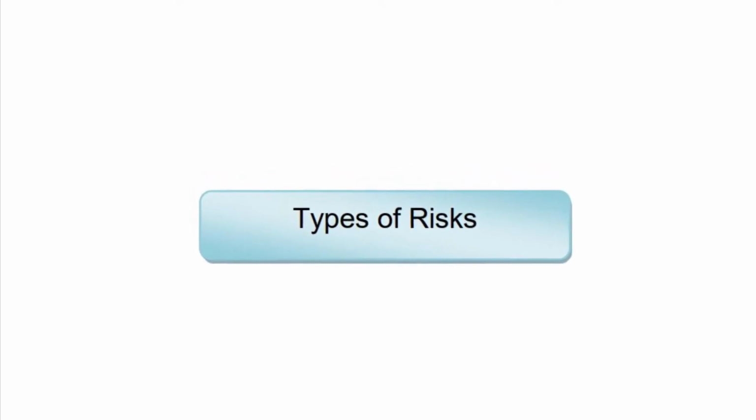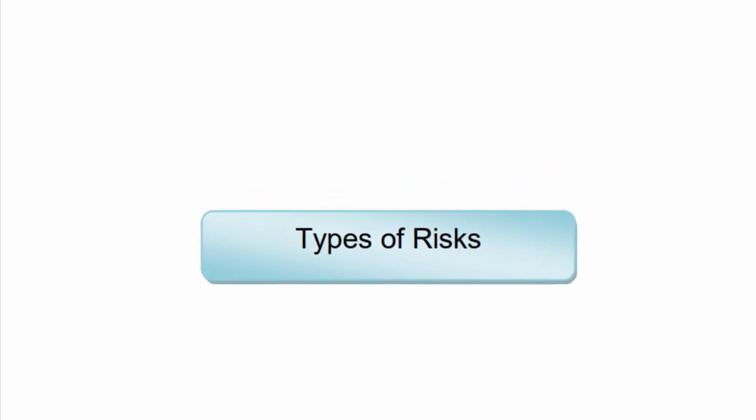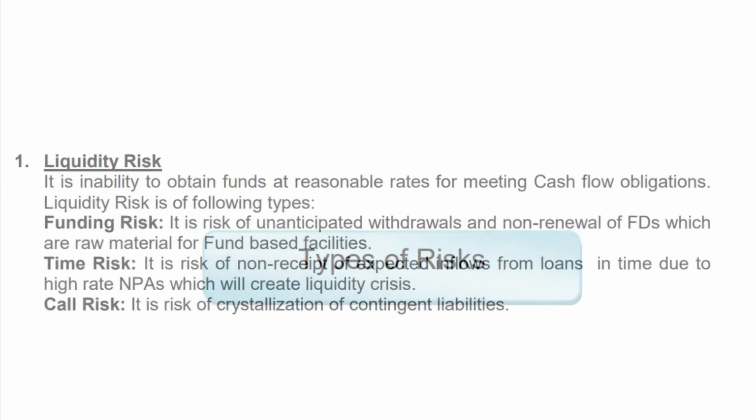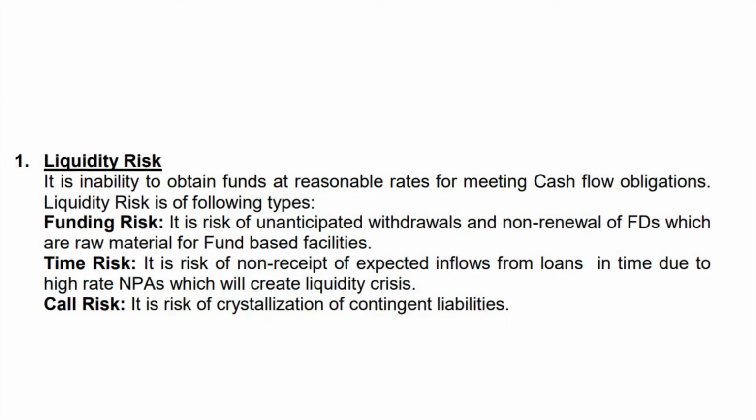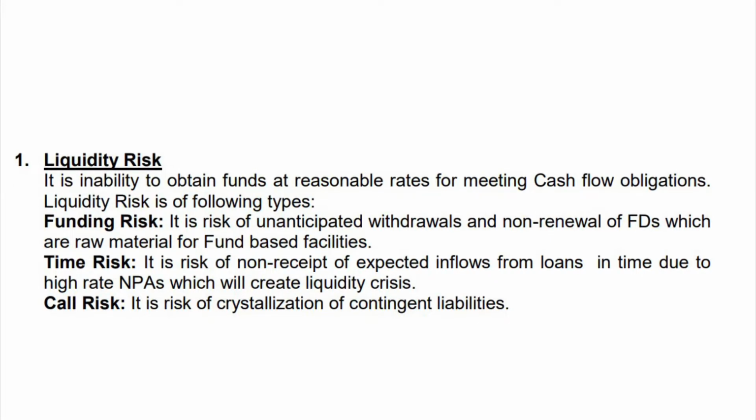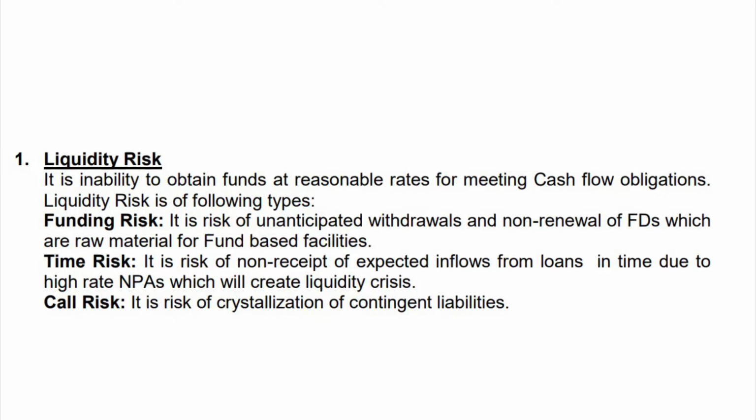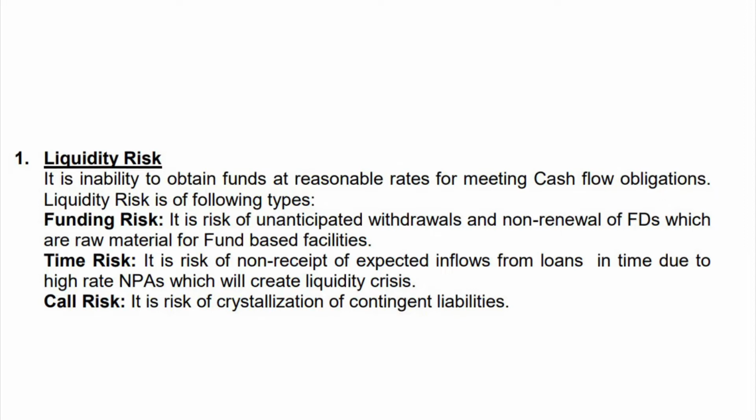Hi all, we are going to discuss types of risks today. The first one is liquidity risk. It is the inability to obtain funds at reasonable rates for meeting cash flow obligations. Cash flow obligations mean inward and outward cash flow. For example, FDs and loans all come under these cash flow obligations.